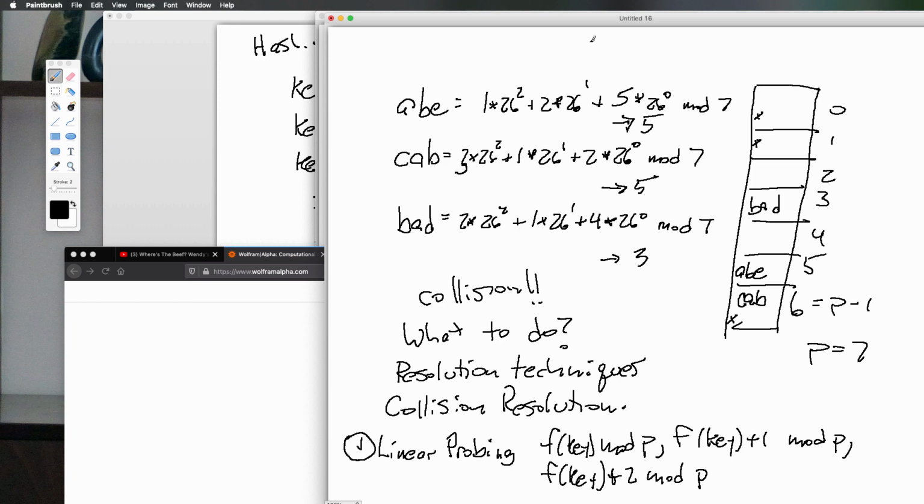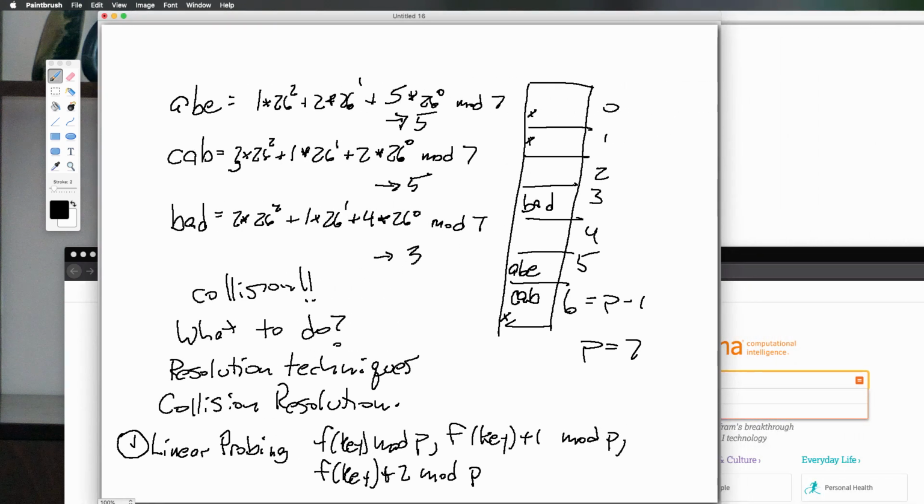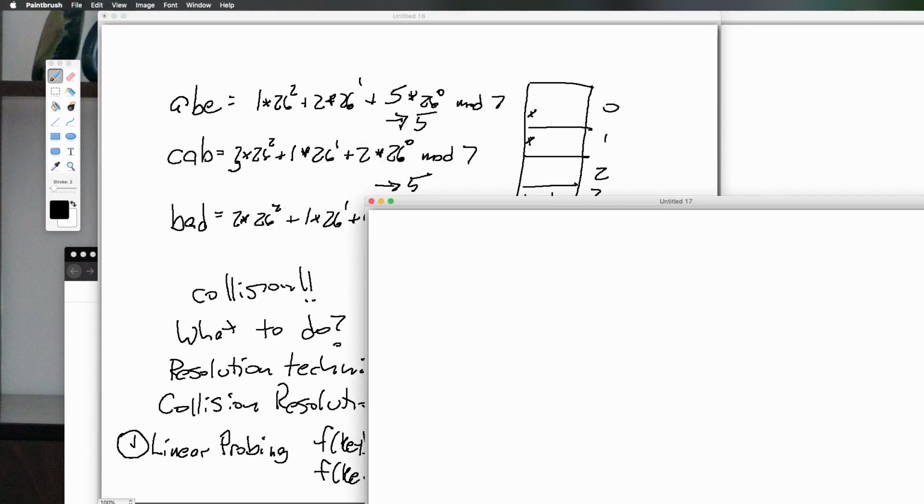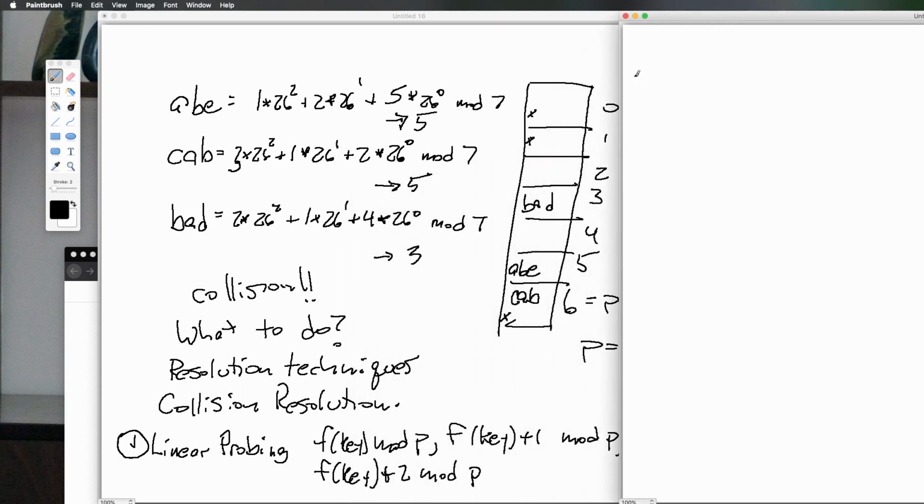Okay? Now, I'm going to come over here and I'm going to say, what are the problems with linear probing? And the answer is the following. The answer is you're going to get what are called clusters.